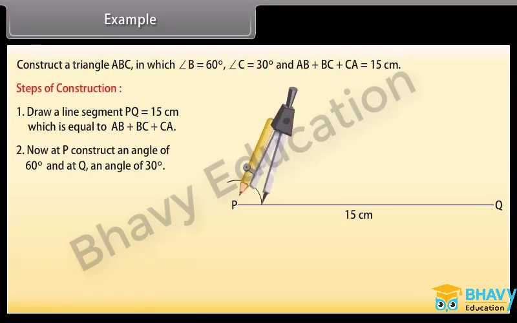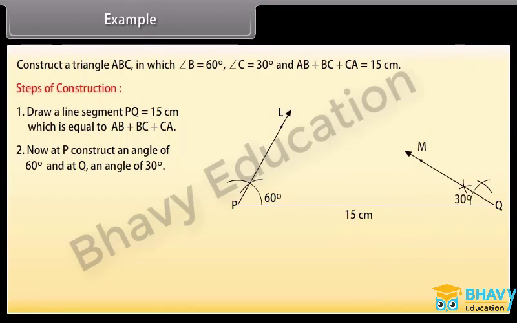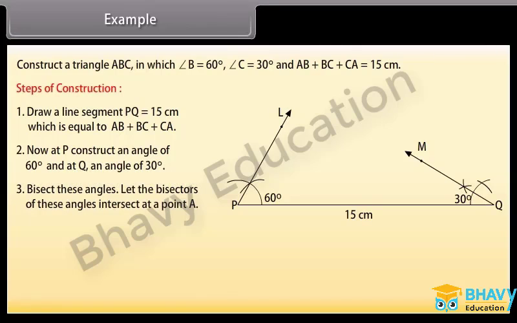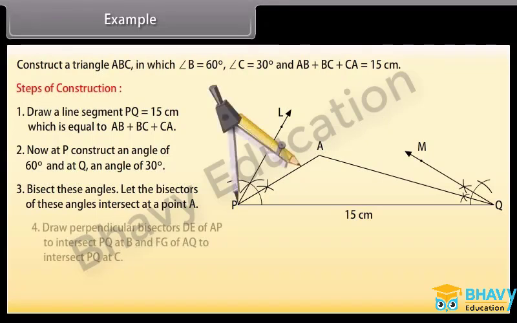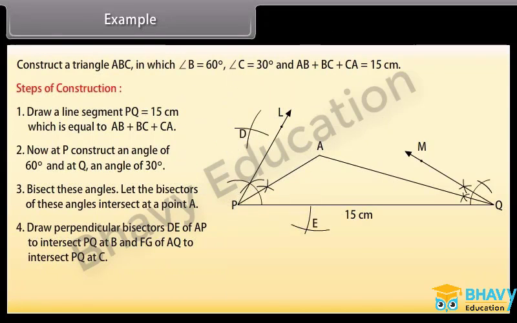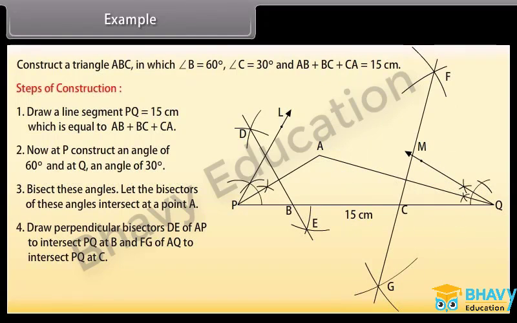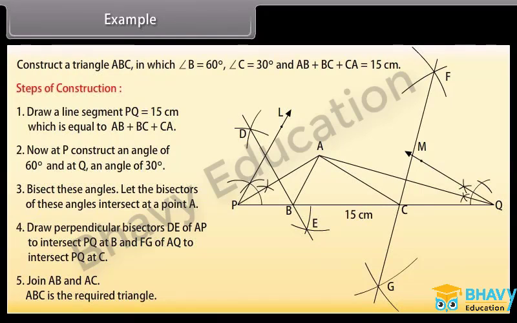Now at P construct an angle of 60 degree and at Q an angle of 30 degree. Bisect these angles. Let the bisectors of these angles intersect at a point A. Now draw perpendicular bisectors of AP and AQ to intersect PQ at B and C. Join AB and AC. Then ABC is the required triangle.